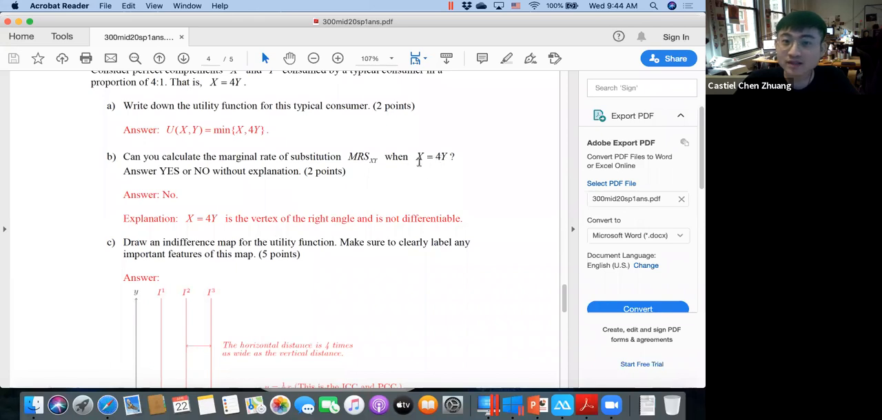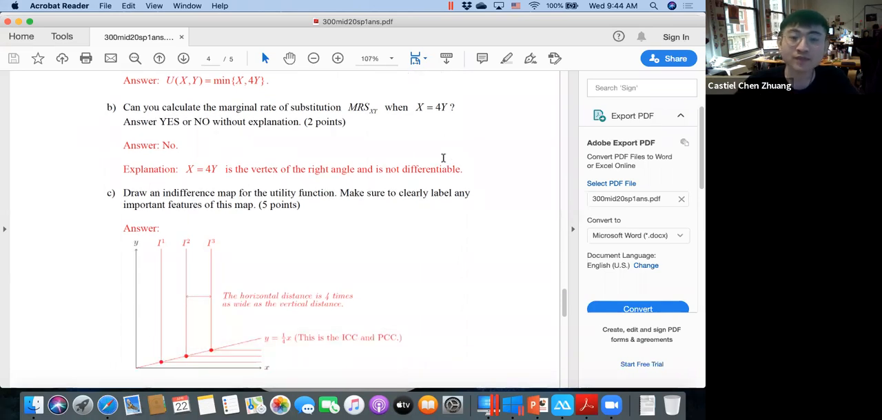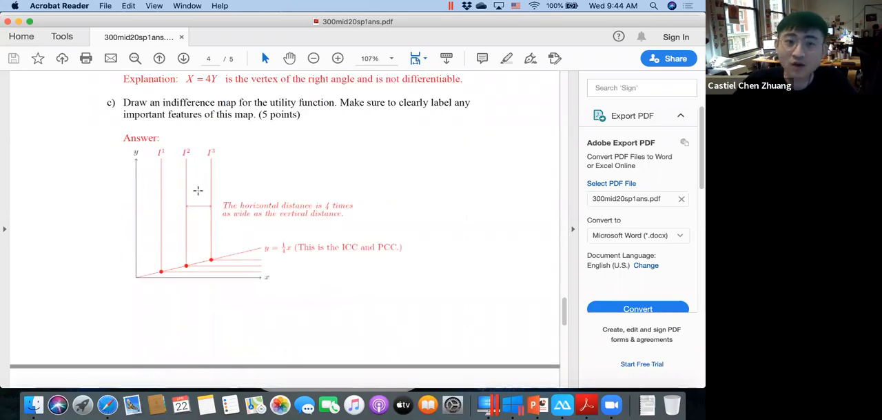And at this point, x equals 4y, it's the vertex of the indifference curve. So it's not differentiable. So you just answer no. And the graphs, all right.